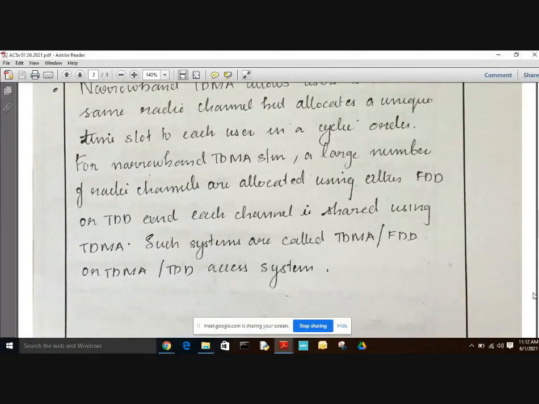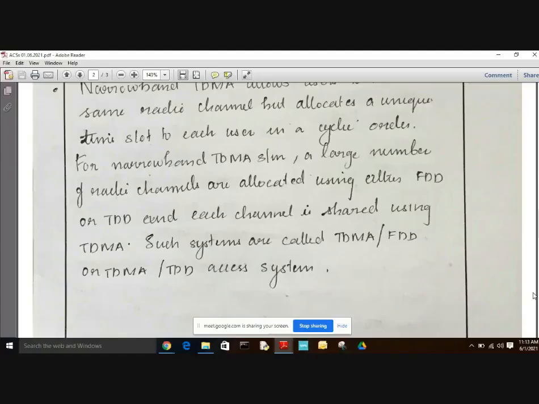Here the duplexing can be either frequency division duplexing, and this FDD, and it is using time division duplexing as a technique. Then it is also known as TDMA/FDD as a system.